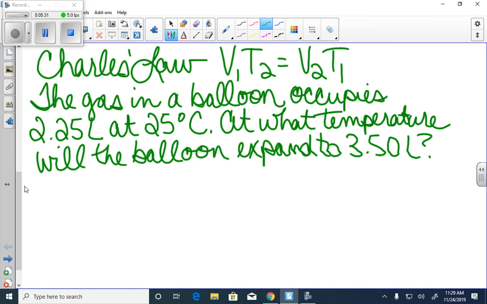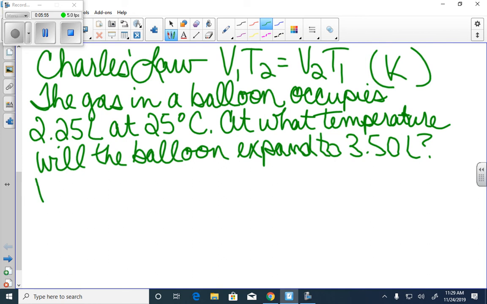The gas in a balloon occupies 2.25 liter at 25 degrees Celsius. At what temperature will the balloon expand to 3.50 liter? Okay, hopefully it's starting to come back to you from doing these last year, and you're remembering that temperature cannot be degrees Celsius. Temperature we do in K or Kelvin.